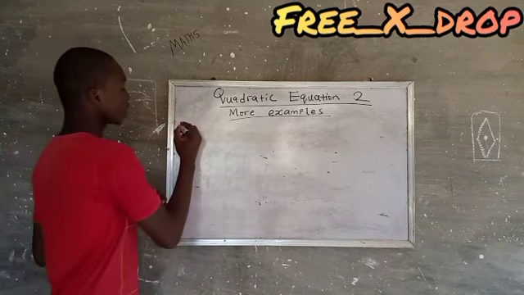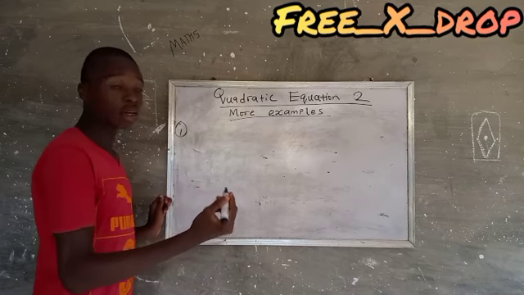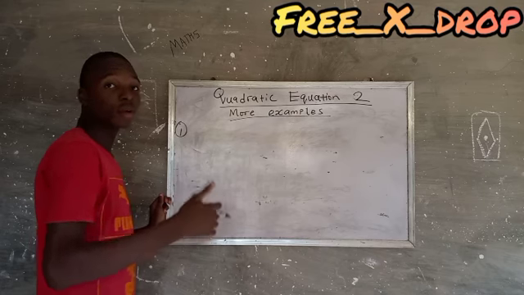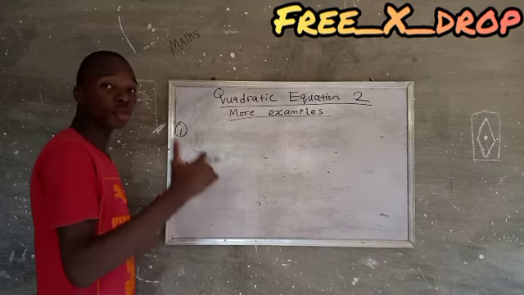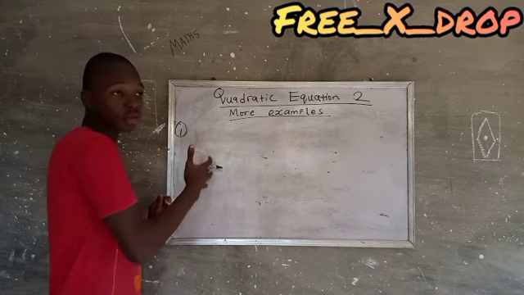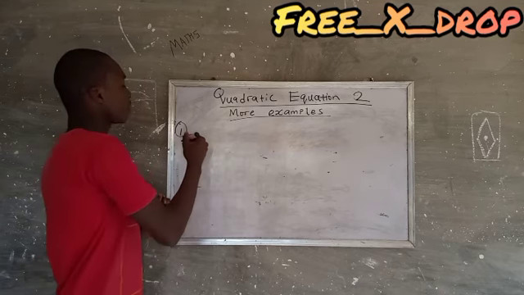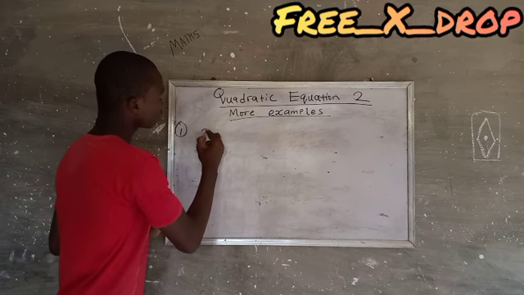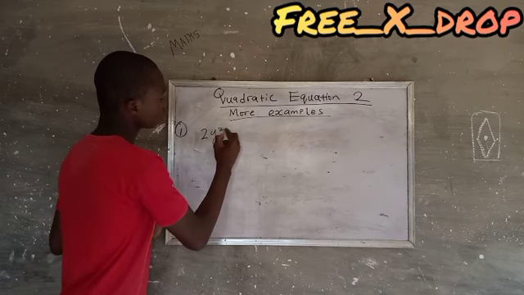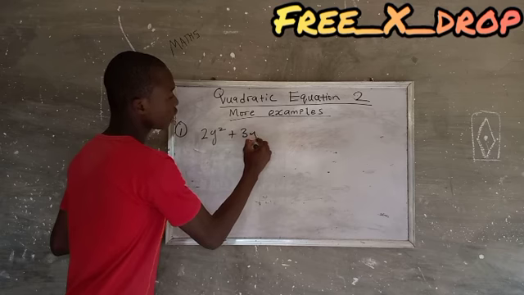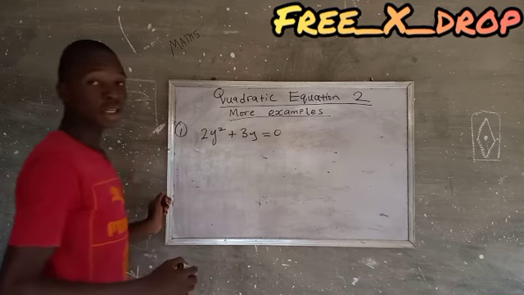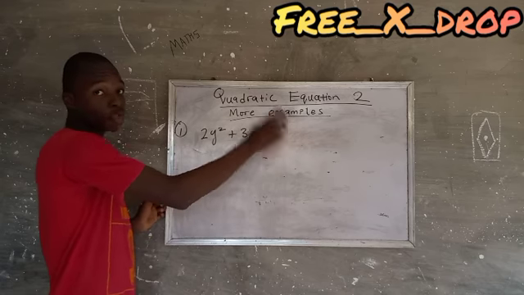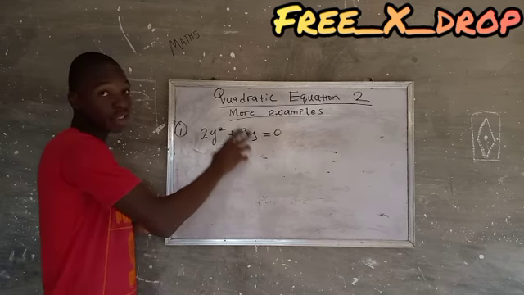So now, for your case one, you can have another question like this. And for those of you who have not watched the previous quadratic equation video, please watch that, because you can't understand what you are doing here without watching it. So you have a question like 2y squared plus 3y is equal to 0.